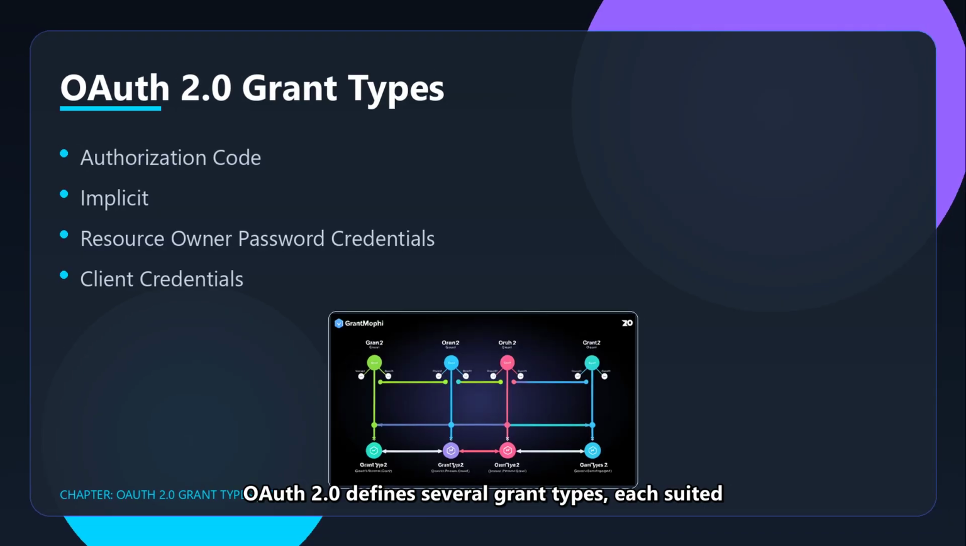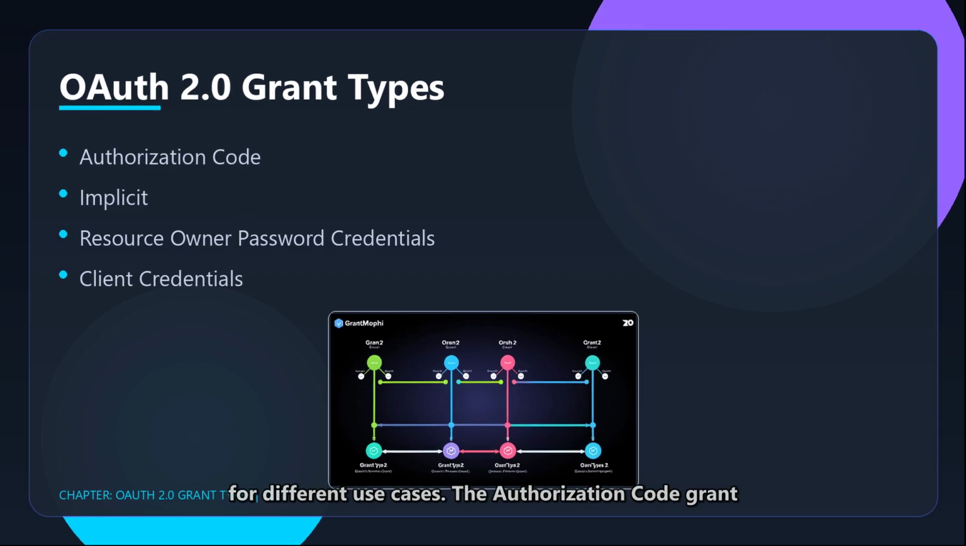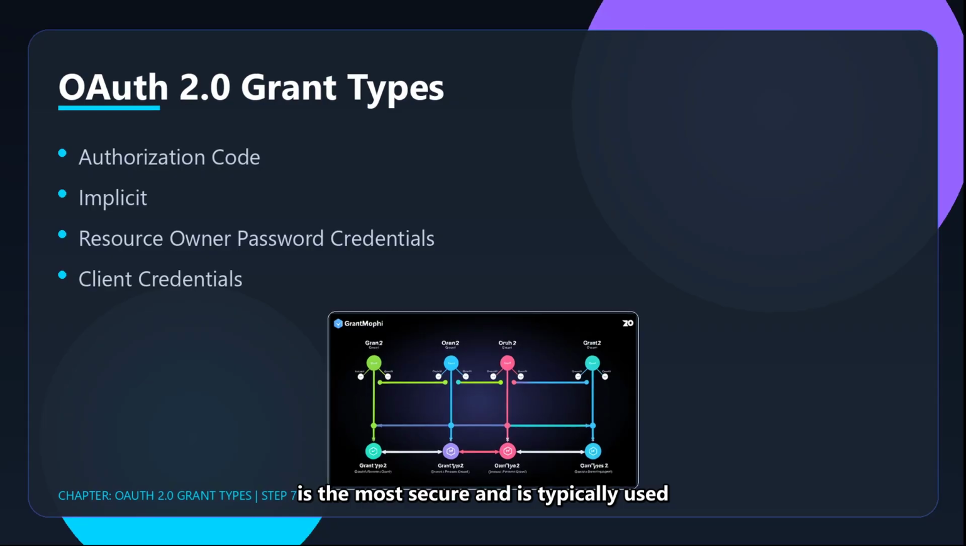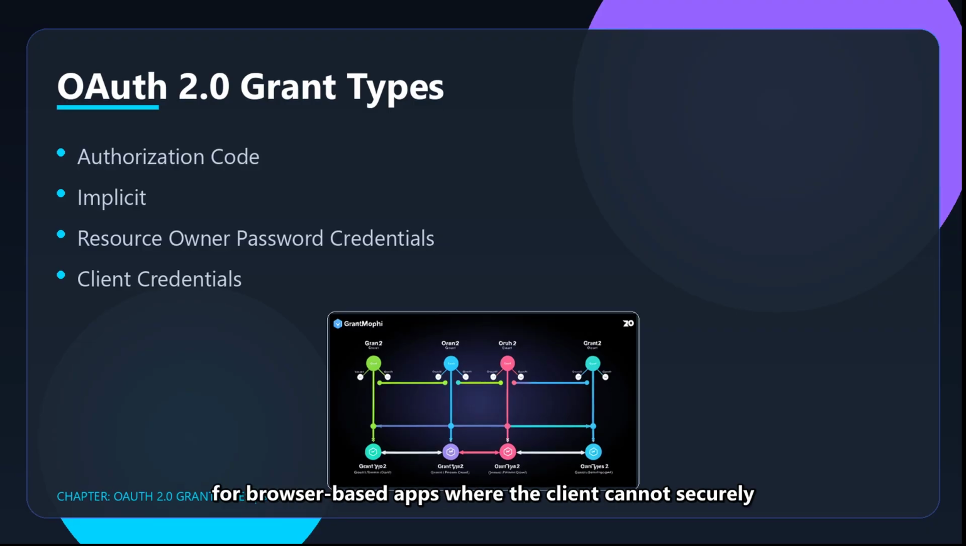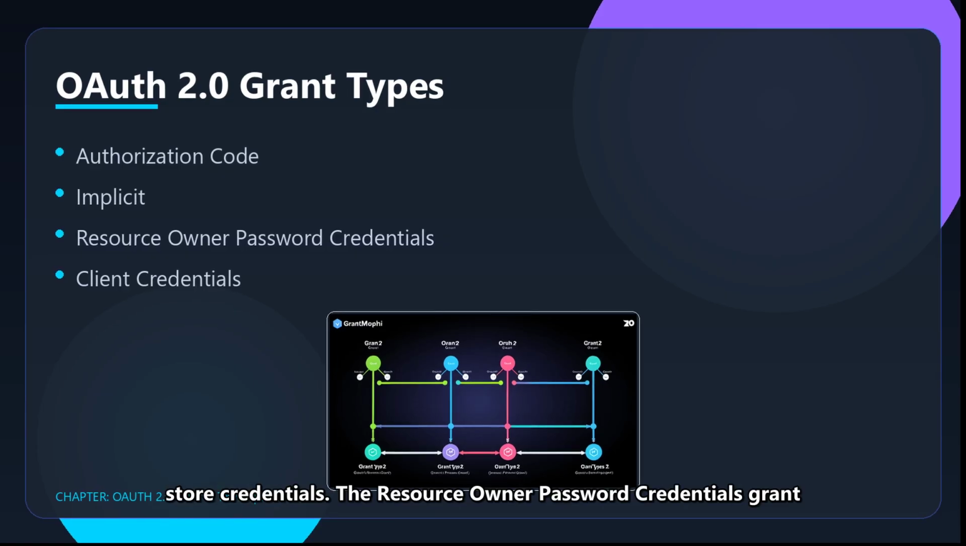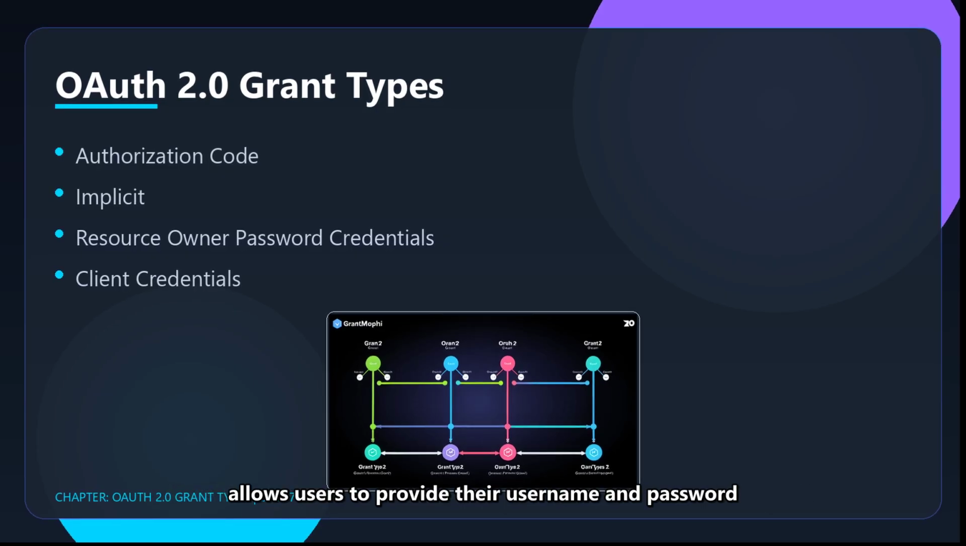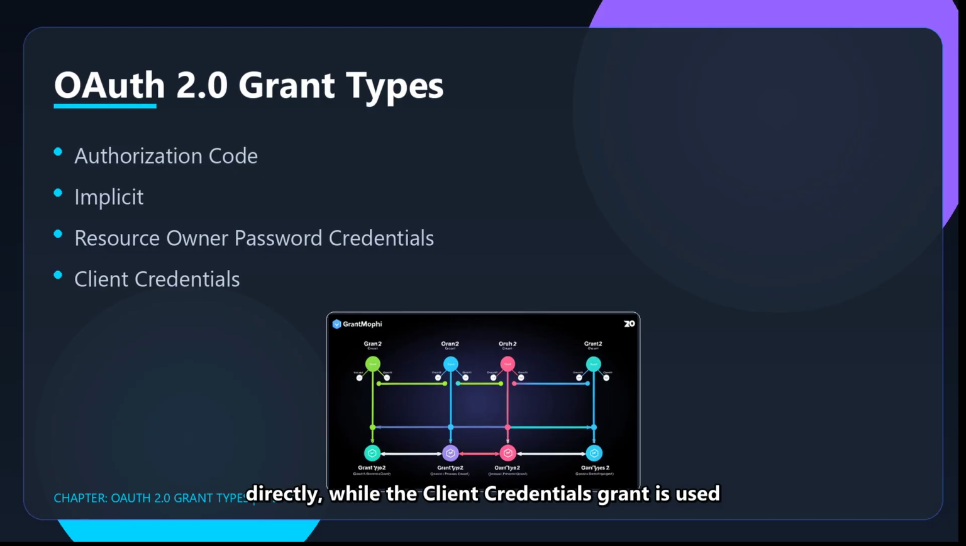OAuth 2 defines several grant types, each suited for different use cases. The authorization code grant is the most secure and is typically used for server-side applications. The implicit grant is used for browser-based apps where the client cannot securely store credentials. The resource owner password credentials grant allows users to provide their username and password directly, while the client credentials grant is used for machine-to-machine communication.